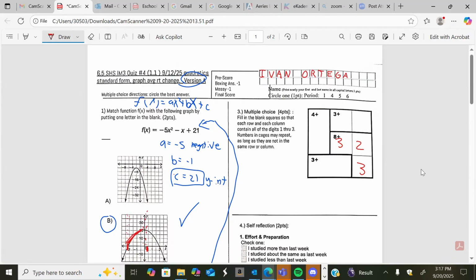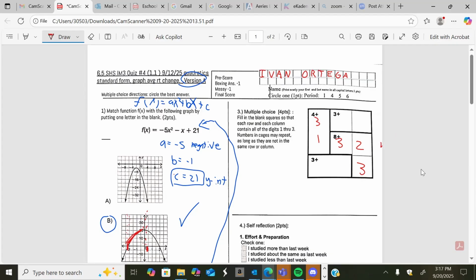So that checks out. The next thing I want to do is find 2 numbers that add up to 4. In this case, I'm thinking 3 and 1. 3 cannot be here because it's going to be in the same row. So I'm going to put 3 here and put 1 here. 1, 2, and 3, that checks out.